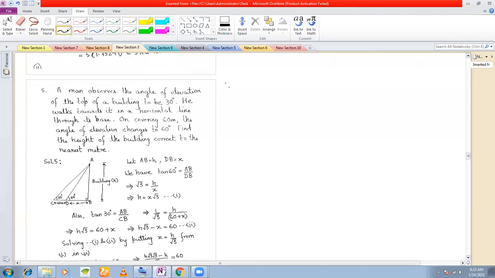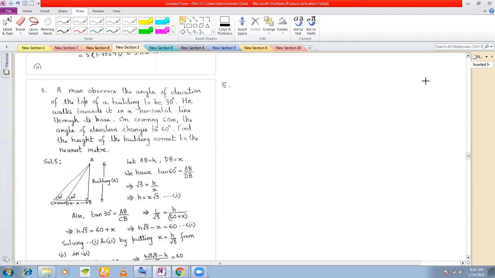Number 5. A man observes the angle of elevation of the top of a building to be 30 degrees. He walks towards it in a horizontal line through its base. On covering 60 meters, the angle of elevation changes to 60 degrees. Find the height of the building correct to the nearest meter.